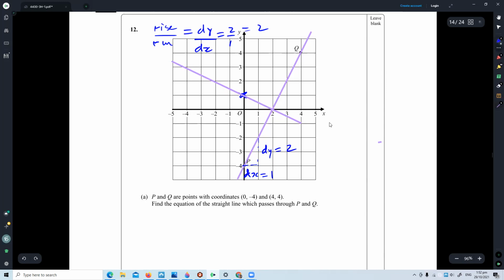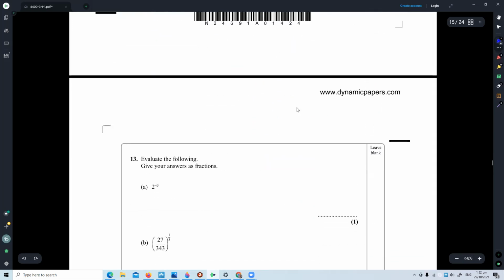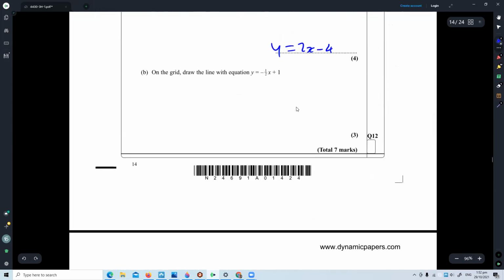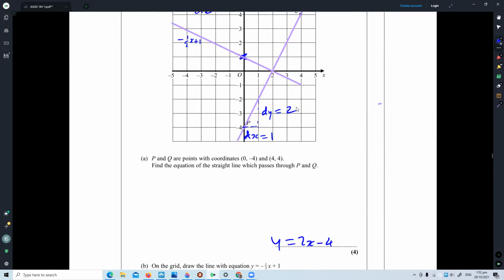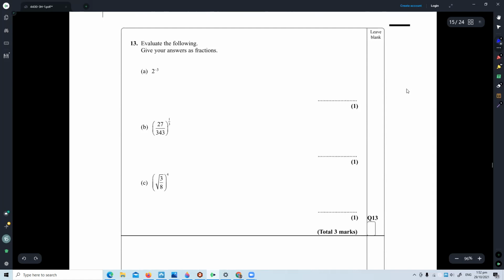Of course, if I draw the line, I should label it -1/2 x plus 1. So I label my line. Now I've got 2 lines. They happen to be perpendicular. I can see that because the product of the gradients is -1. That's it for that one. That's 7 marks, so familiarize yourself with linear equations if you weren't too sure how to do that.